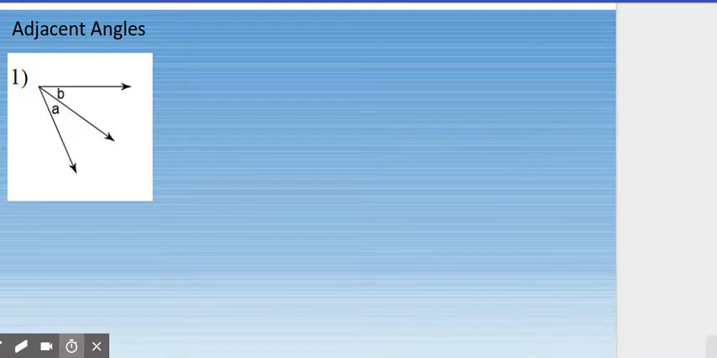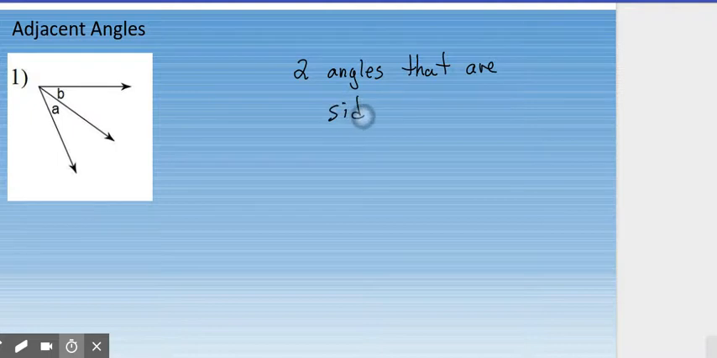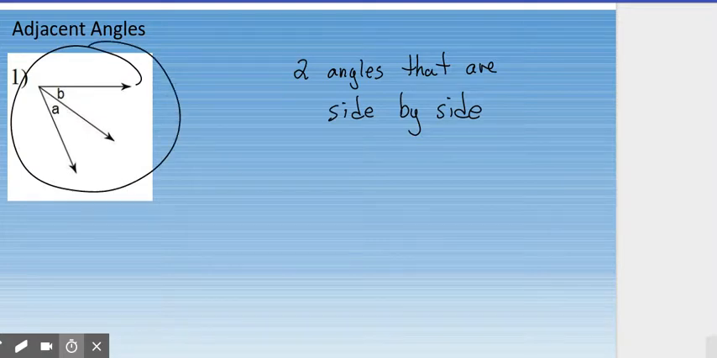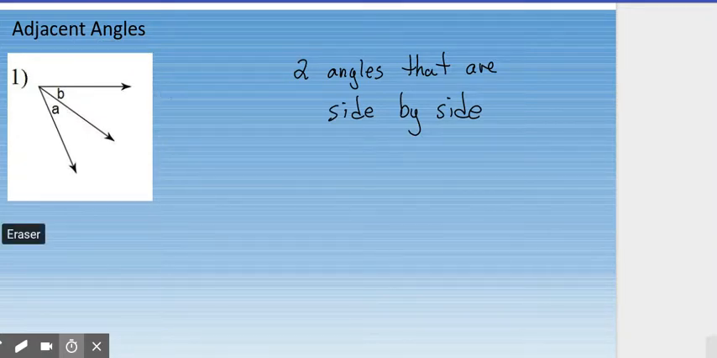Now, adjacent angles, I'm going to give you just a simple version of this. It's essentially two angles that are side by side. And we have this example over here of two adjacent angles. Notice A and B are two angles, and they are side by side. So we would be able to say that angle A and angle B are adjacent. Now, we want to be careful when we are doing these.